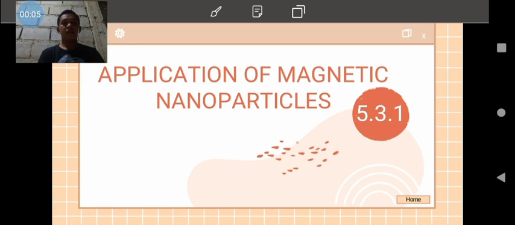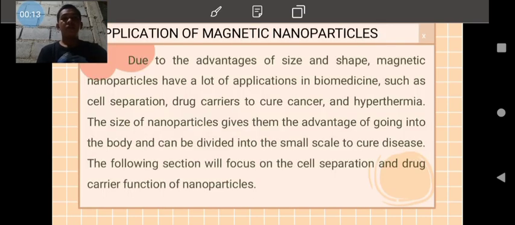Application of magnetic nanoparticles. Under this topic is cell separation. Due to the advantages of size and shape, magnetic nanoparticles have a lot of applications in biomedicine, such as cell separation, drug carriers to cure cancer, and hyperthermia.